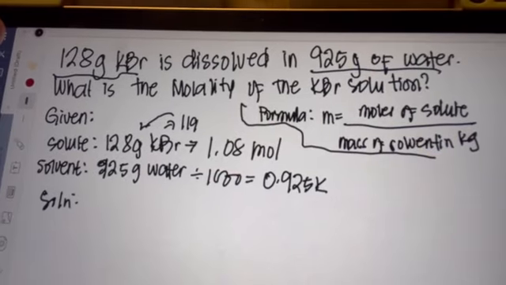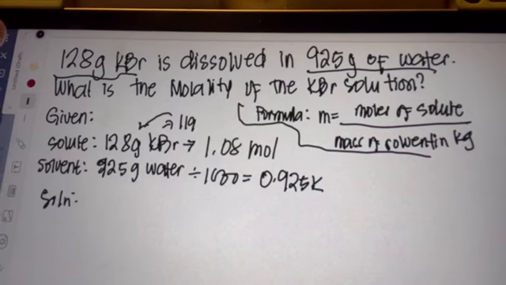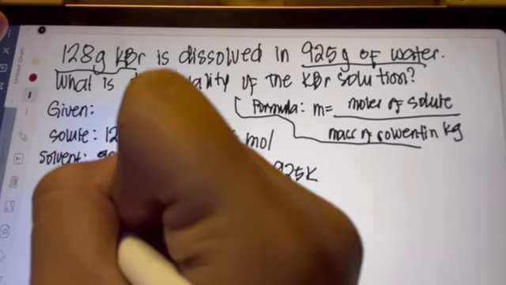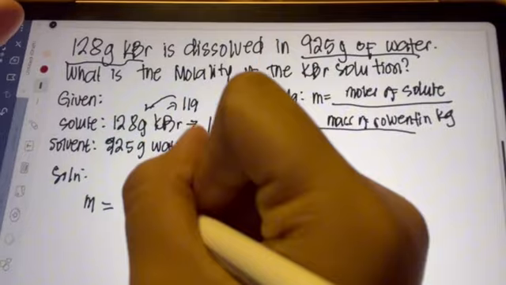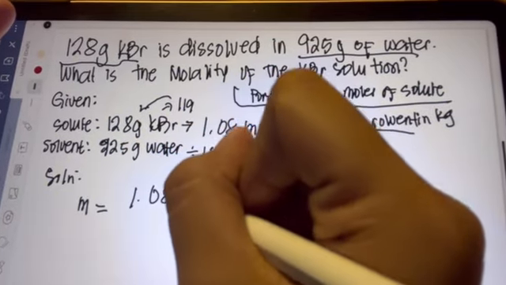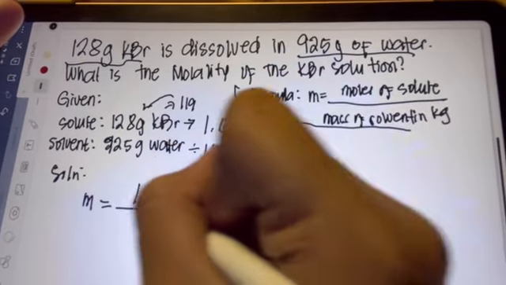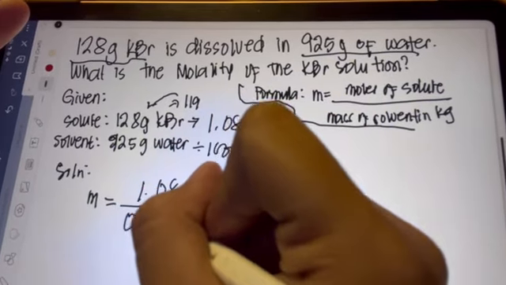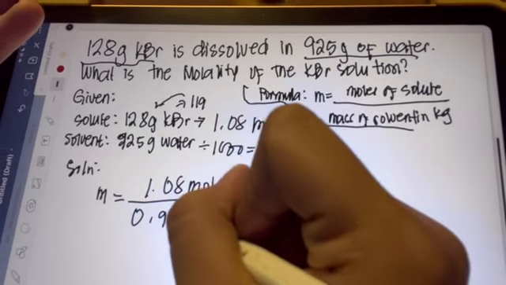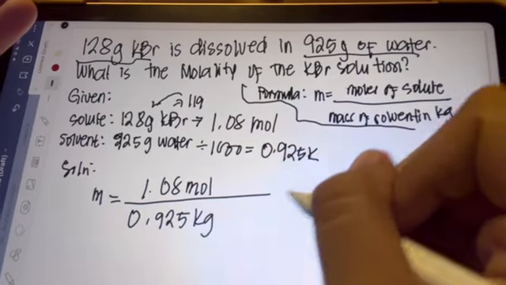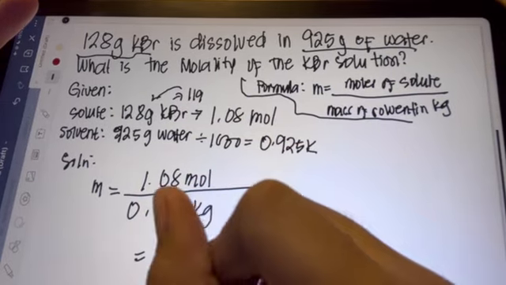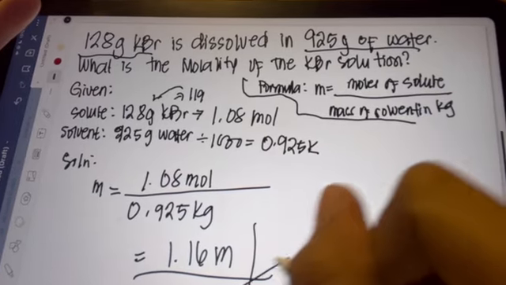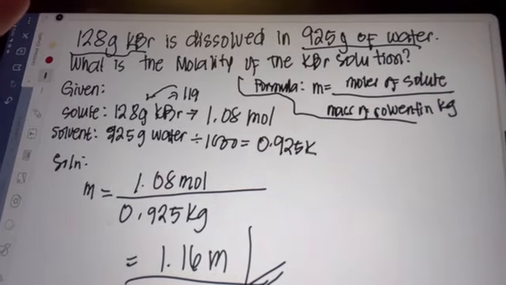Now, we have the formula for molality. m is equal to moles of solute over mass of solvent in kilograms. m is equal to 1.08 mole over the mass of solvent, which is 0.925 kilograms, which will result to 1.16 m. And this is the final answer for the given problem.